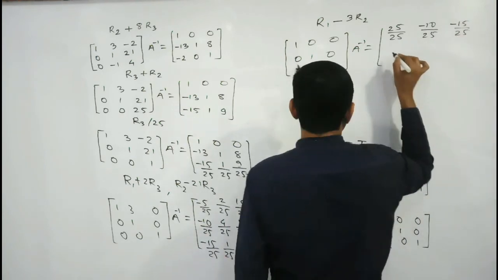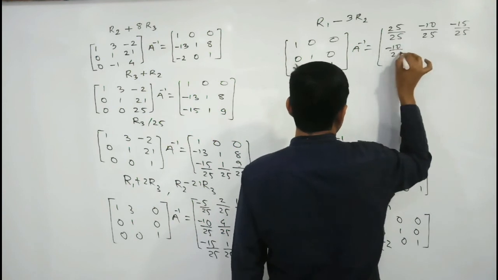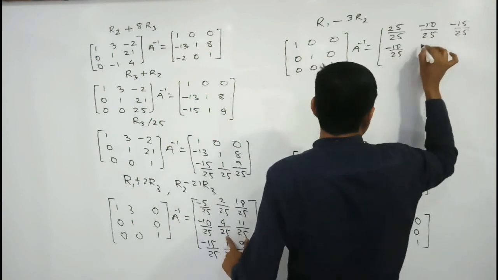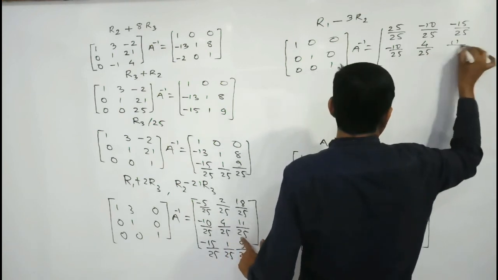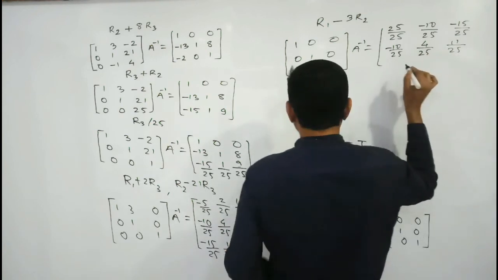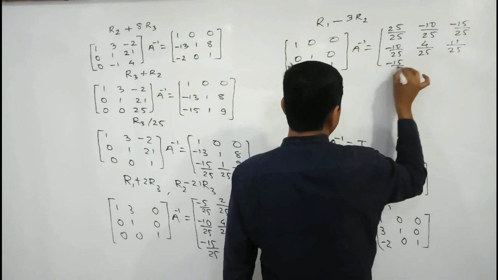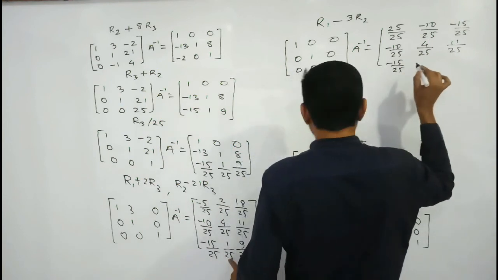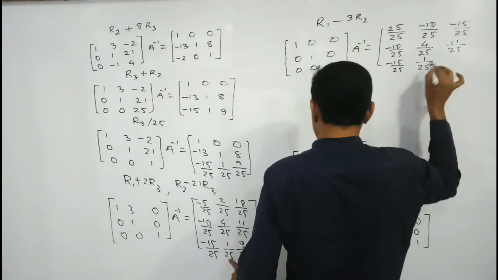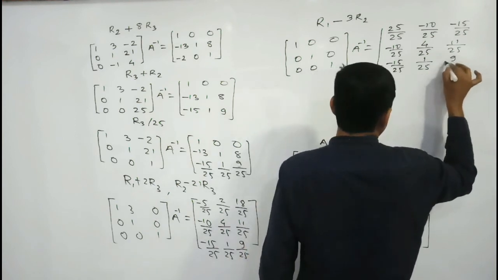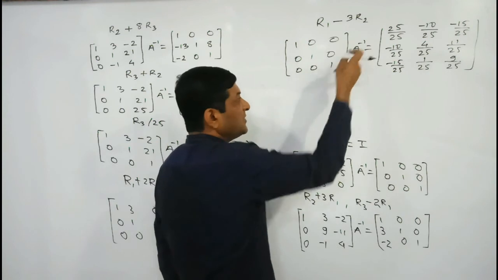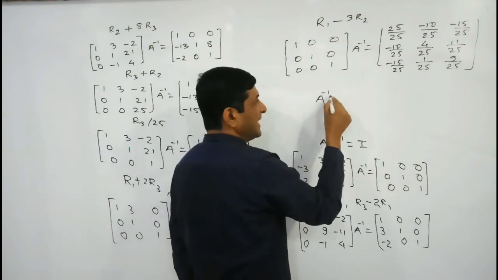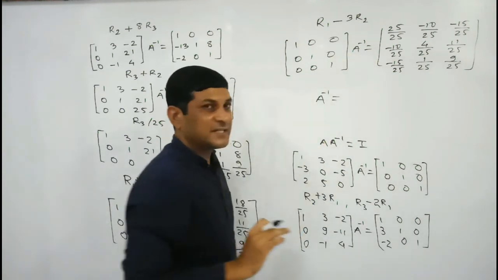Keep the elements of R2 as it is: minus 10 upon 25, then 4 upon 25, and lastly 11 upon 25. Keep the elements of R3 as it is: minus 15 upon 25, then 1 upon 25, and here 9 upon 25. Okay. So now identity into A inverse will be equal to A inverse. So write down this matrix in the simplest form.